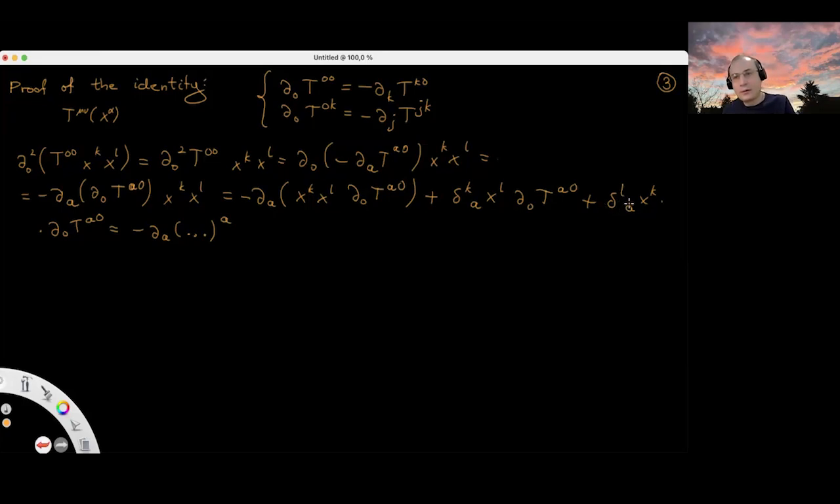Here we can contract the Kronecker deltas with k and l, and we get T^{k0} x^l, sorry, forgot the differentiation, plus ∂_0 T^{k0} x^l plus ∂_0 T^{l0} x^k. Okay.